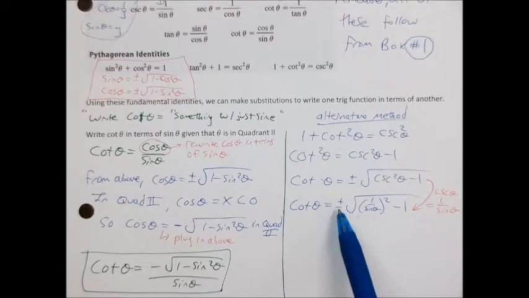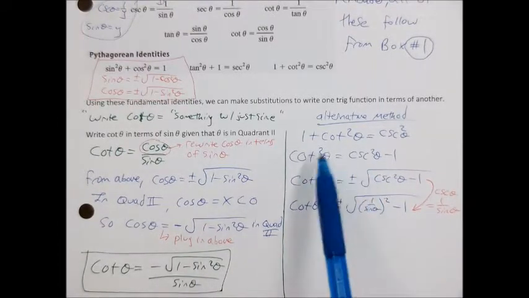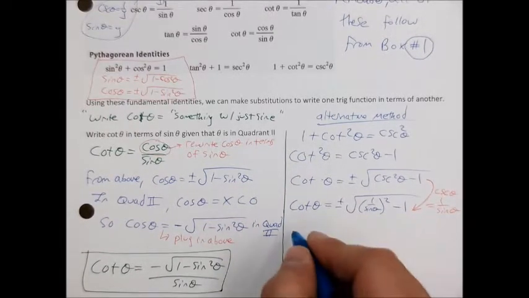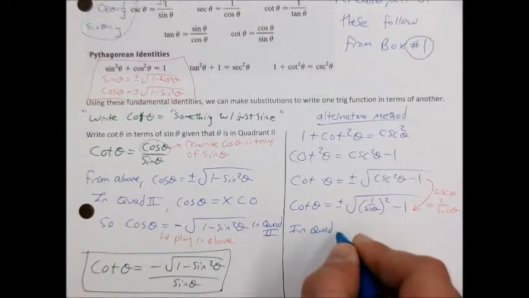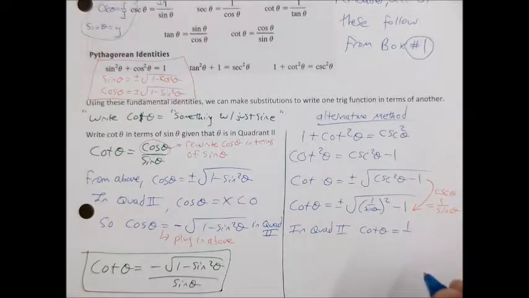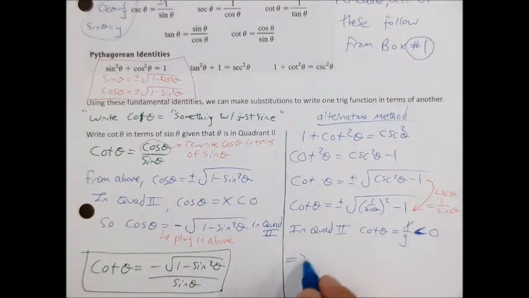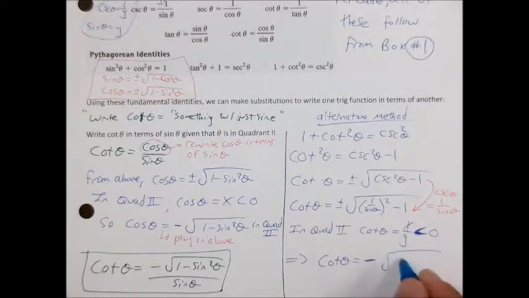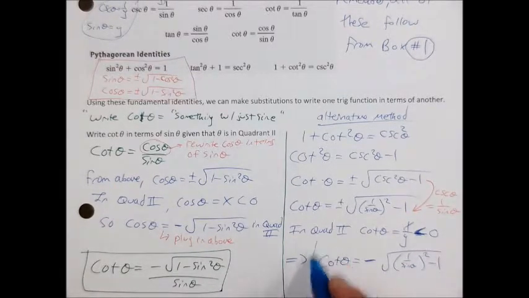Let's go ahead and choose plus or minus first. We're in quadrant 2, remember, and we know that cotangent is negative in quadrant 2. Cotangent is x over y, and that's negative in quadrant 2. And so our final answer would be cotangent equals negative square root of 1 over sine squared minus 1. So that's an alternative approach to getting us the same answer.